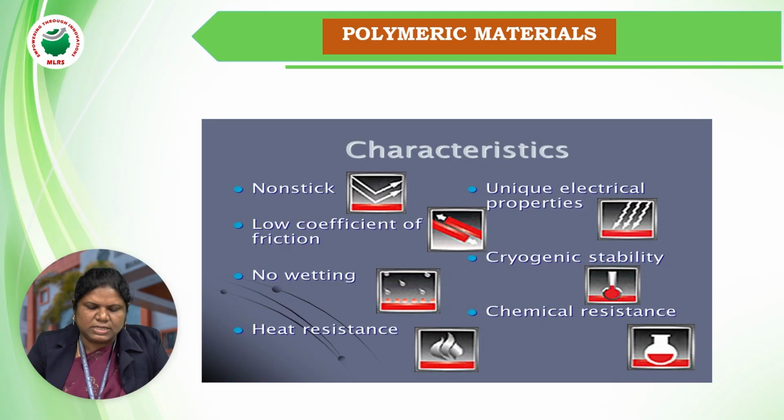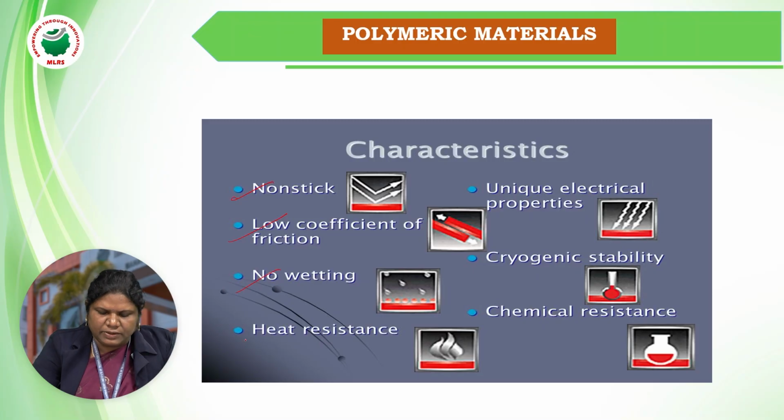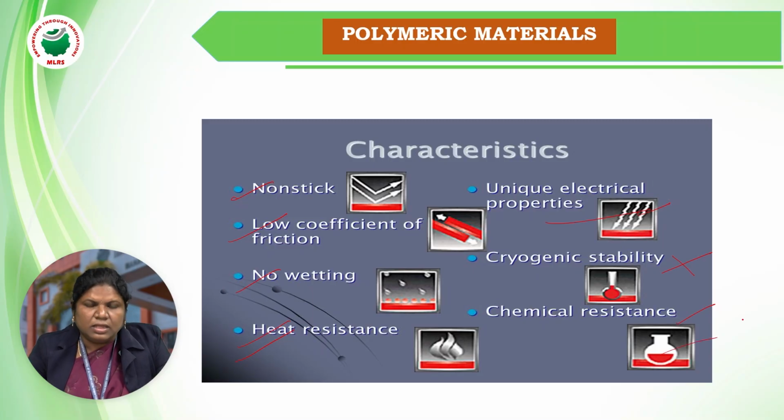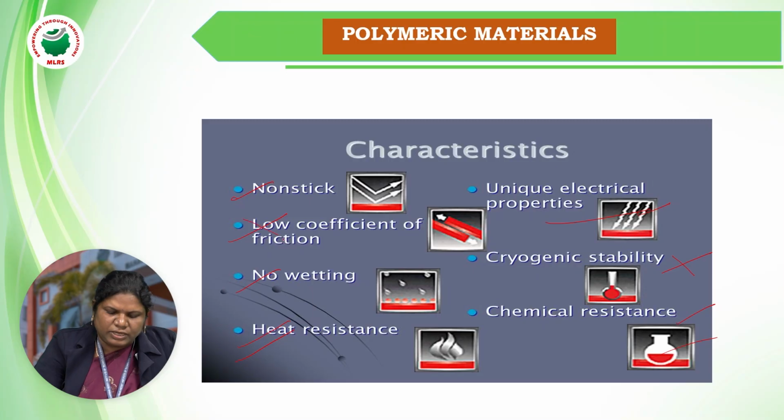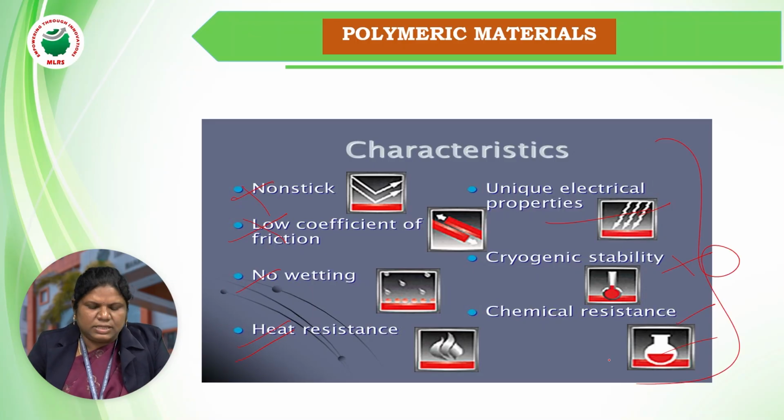Coming to the characteristics of the Teflon, it is non-stick, low coefficient of friction, non-wetting, heat resistant, with unique electrical properties, cryogenic stability, and chemical resistance. It can withstand very low temperatures and high heat, and unique electrical properties are there. It is chemical resistant, it won't react with most chemicals, and low coefficient of friction means the surface is very smooth and non-stick. That's why these properties are helpful for Teflon being used as a non-stick coating for our cookware.